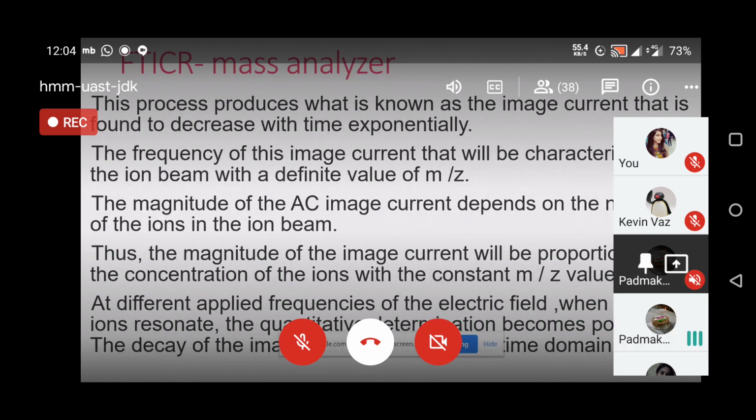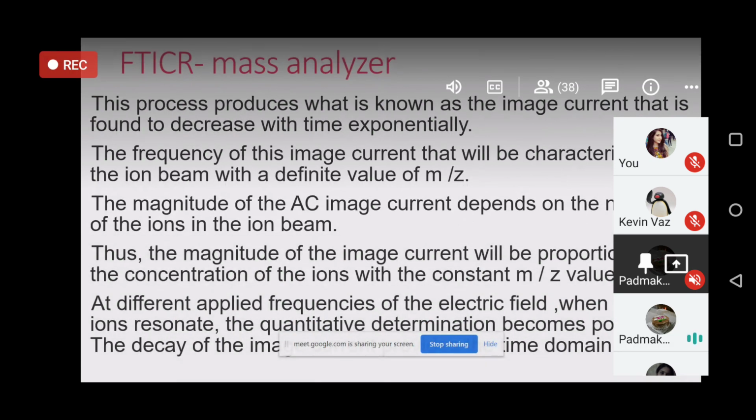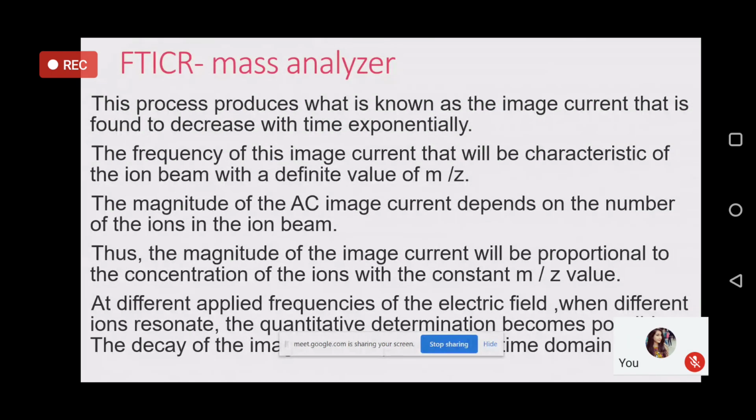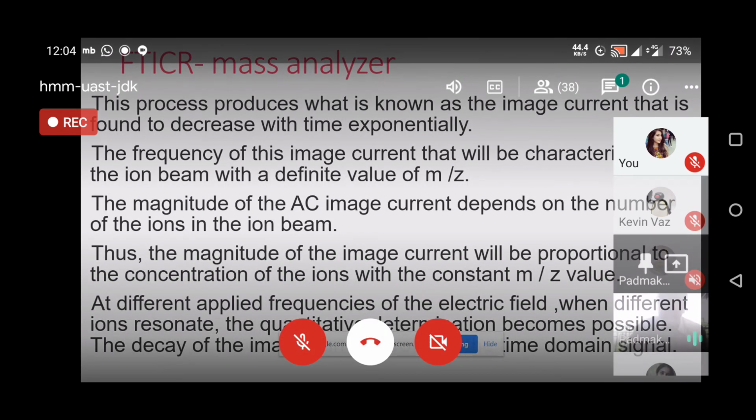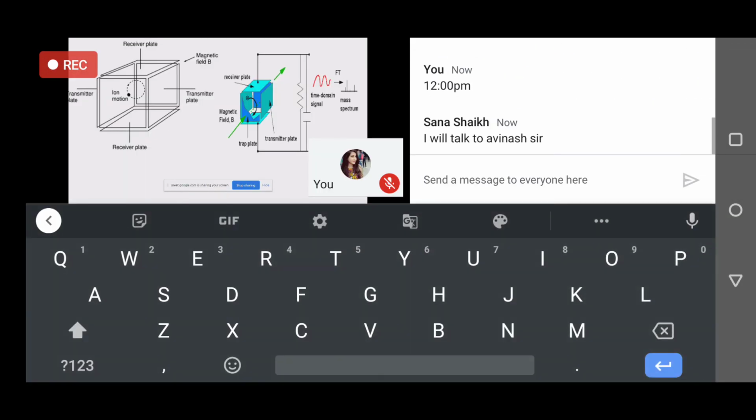The magnitude of the image current will be proportional to the concentration of the ions with a constant m by z value. At different applied frequencies of the electric field, different ions will resonate. This quantitative determination becomes possible. The decay of the image current with time forms what we call the time domain signal. So this is the diagram.